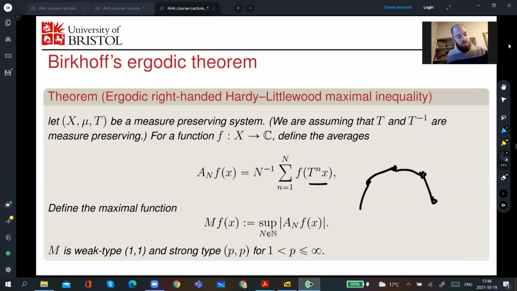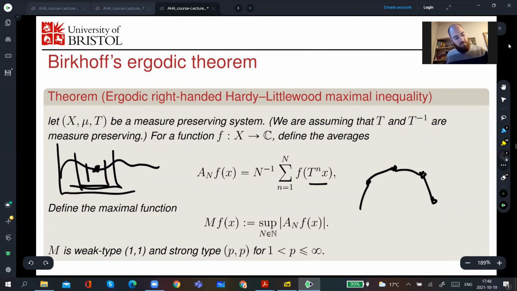Whereas the Hardy-Littlewood maximal function was looking at things in R^d, and then it was saying, I'm looking at all intervals centered at a point. Now I'm going in one direction, and I'm sampling to average that way. Those are perfectly valid averages, and you can define a valid maximal function. And it turns out that this is weak type 1, strong type p,p for all p between 1 and infinity.